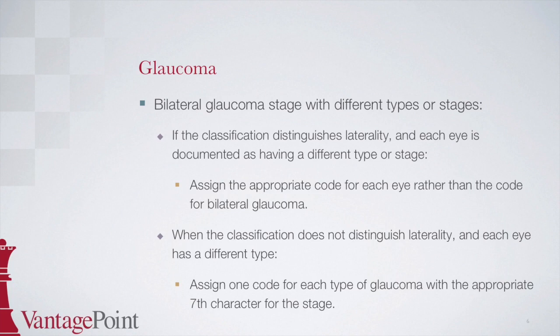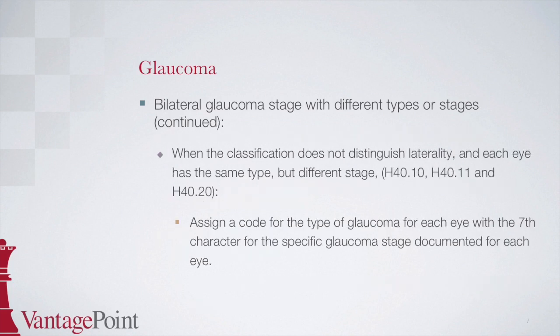Now, if we have a patient with glaucoma in both eyes, but each eye is a different type, 2 codes will be needed for the 2 different types of glaucoma, such as H40.10X1 for unspecified open-angle glaucoma, mild stage for 1 eye, and H40.20X1 unspecified primary angle closure glaucoma, mild stage for the other eye.